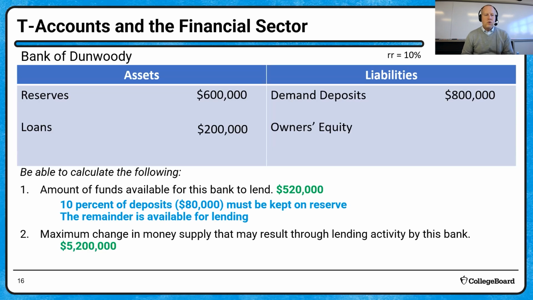Second thing, just by glancing, we should be able to do, what is the maximum change in money supply that may result throughout the banking system through lending activity of this bank? That's going to be $5.2 million. That comes from this equation. The maximum change in money supply is equal to excess reserves times the money multiplier. We just established that excess reserves are $520,000. And with a reserve requirement of 10%, your money multiplier is going to be 1 over 0.1, which equals 10. So every time we look at a T account, these two things we should be able to calculate, again, just at a quick glance.